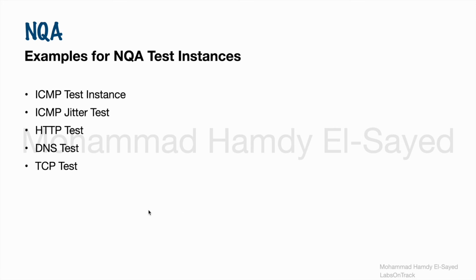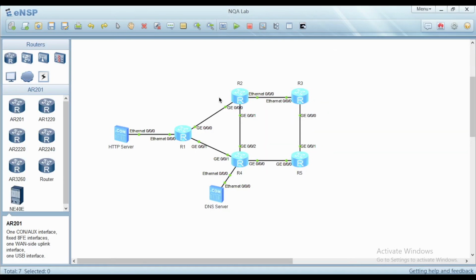Last example we have is TCP test. We are going to test the TCP connection between two routers in the lab. In this example, we will select two routers R2 and R4 to run the NQA TCP connection test. R2 as the client or the source of the test, and R4 will be the destination, at interface GigabitEthernet 0/0/0. We will start the configuration by R4, which is the destination.